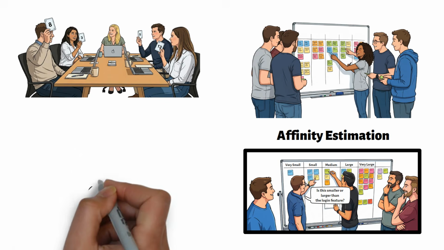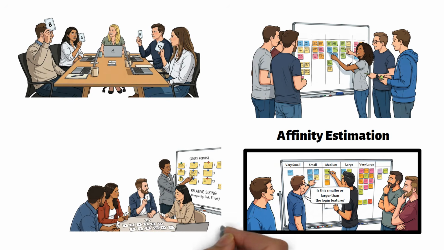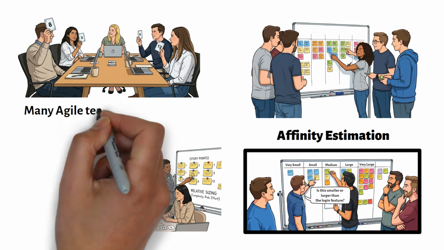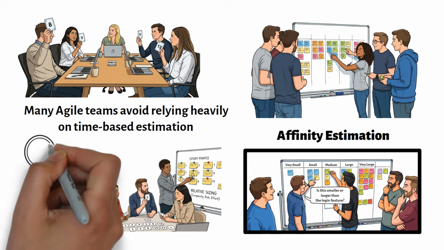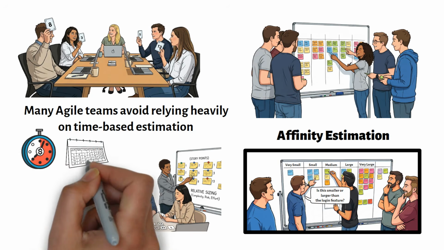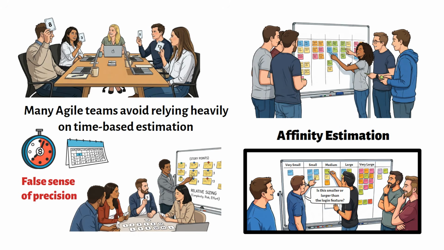And while some organizations still estimate using hours or days, many Agile teams avoid relying heavily on time-based estimation early because it often creates a false sense of precision.